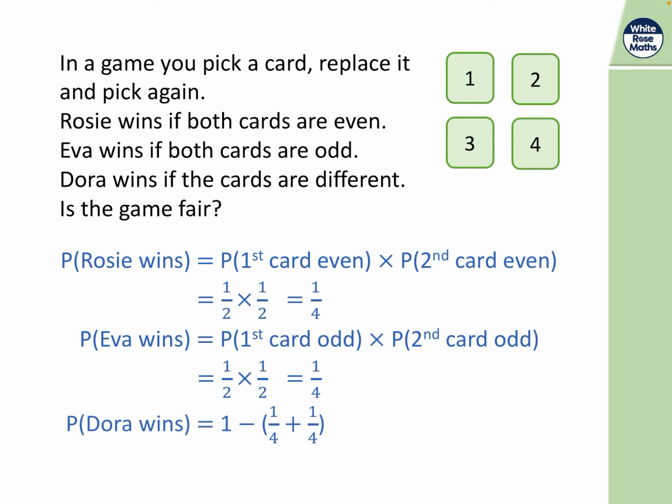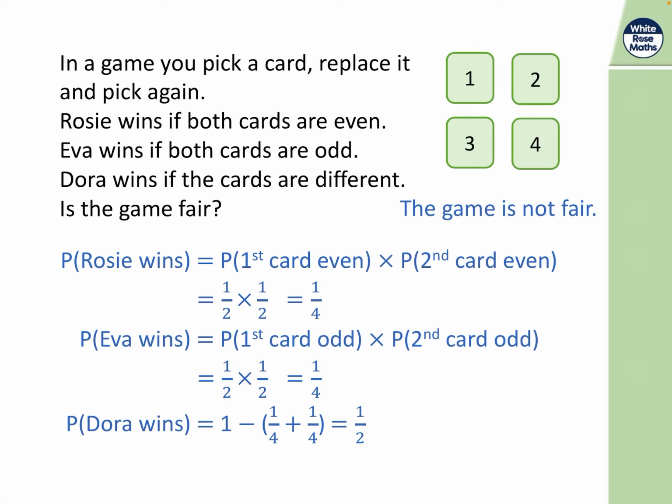So to work out the probability of Dora winning, we can do 1 subtract the 2 probabilities of Rosie and Eva. So that's 1 minus a quarter plus a quarter. So that's 1 minus a half, which is a half. So that means Dora has more chance of winning than Rosie and Eva. So it's probably not a fair game. She has double the chance of winning than they do.